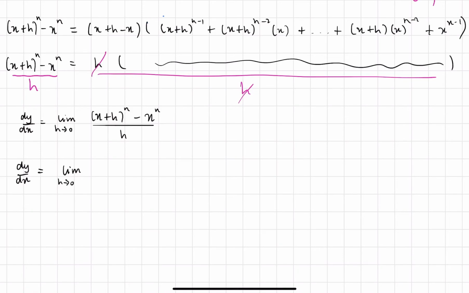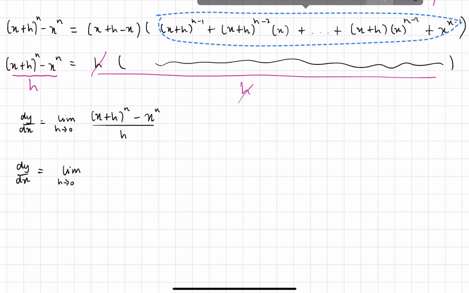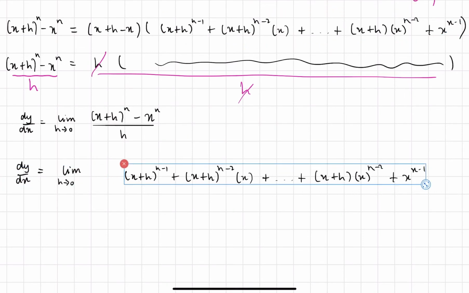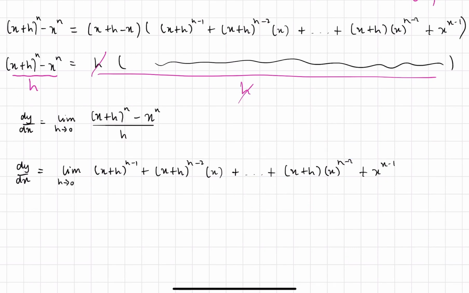And we can use some technology and just copy this. Now we've solved that problem that we have in first principles of getting rid of the h on the denominator. We can now sub h in, so h equals 0. So we're going to sub 0 in here, and here, and here, and here. And then I want you to notice what's going to happen. If you look at this first one, if we sub the 0 in, we just get x to the power of n - 1.